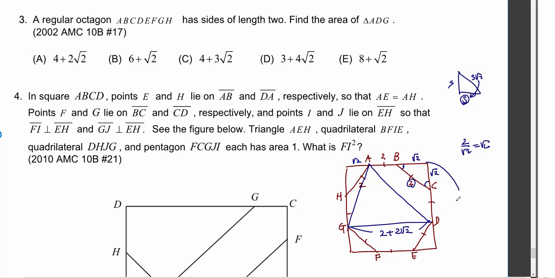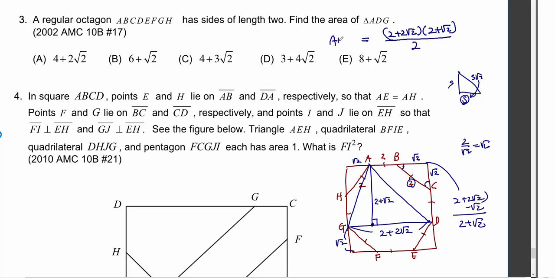All the way is 2 plus 2 root 2. Also, this is about root 2. What's the height? Another minus root 2, right? 2 plus root 2 is the height. This is very simple. Base times height and divided by 2 is the area, okay? So what is the 2 plus 2 root 2 times height 2 plus root 2 and divided by 2, because that's a triangle. That's the area.